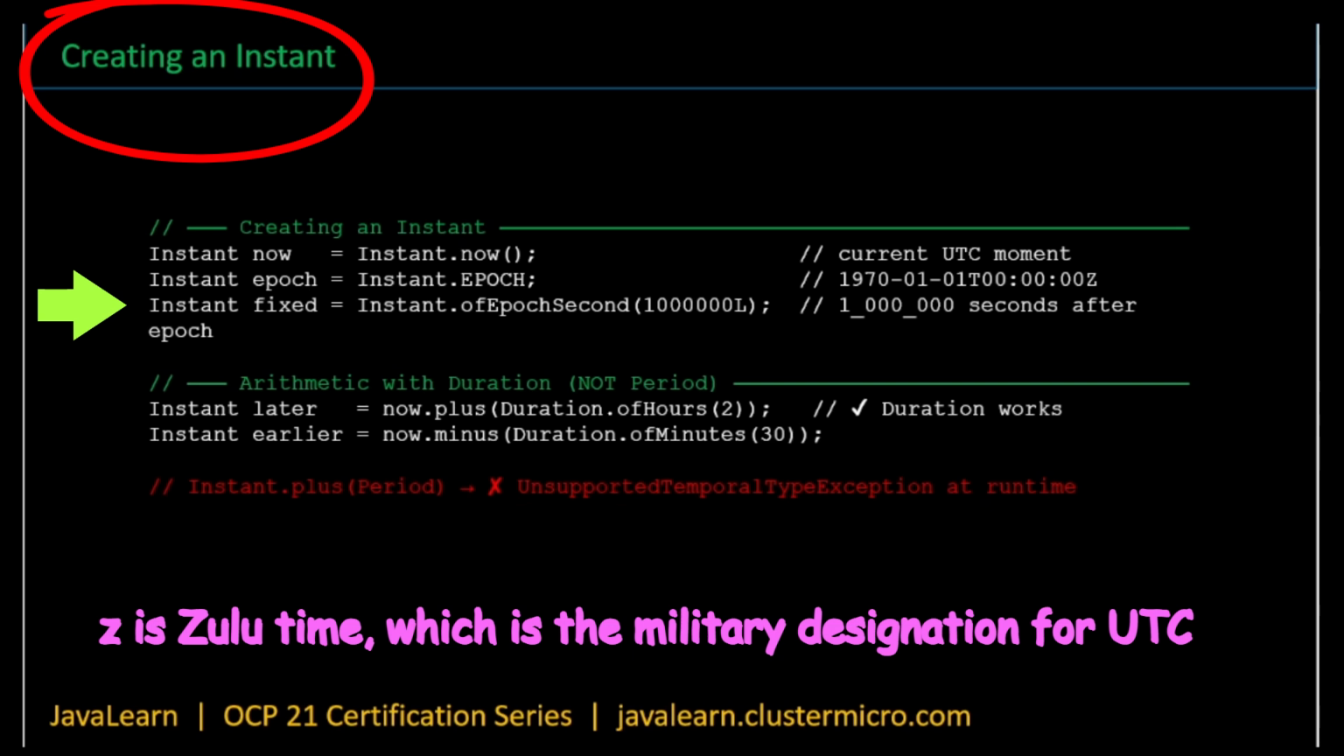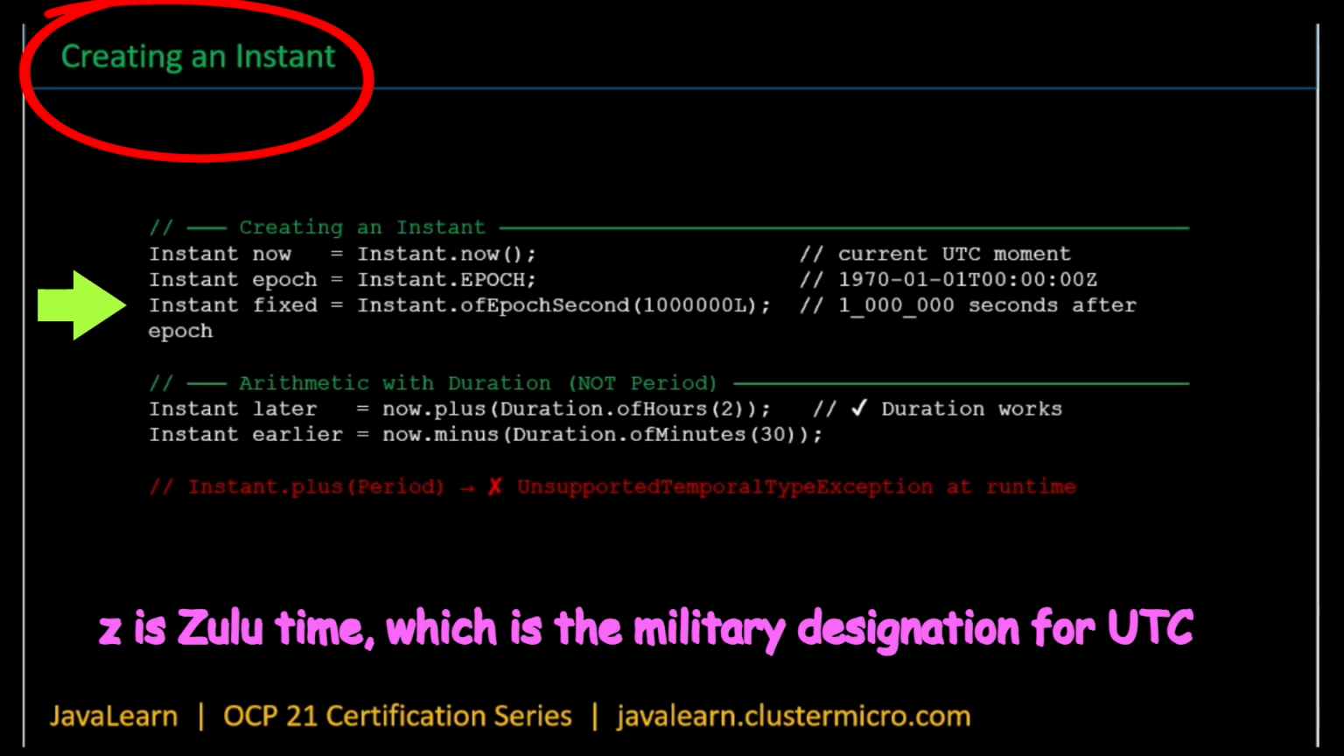Okay, when a user logged in, when a payment was processed, when a log entry was written, etc. Then in the second line, we have Instant epoch = Instant.EPOCH. Instant.EPOCH is a constant, a predefined Instant object representing exactly the epoch moment: midnight on 1st January 1970 UTC. Its value is 0 seconds from the epoch. When printed, it displays 1970-01-01T00:00:00Z.